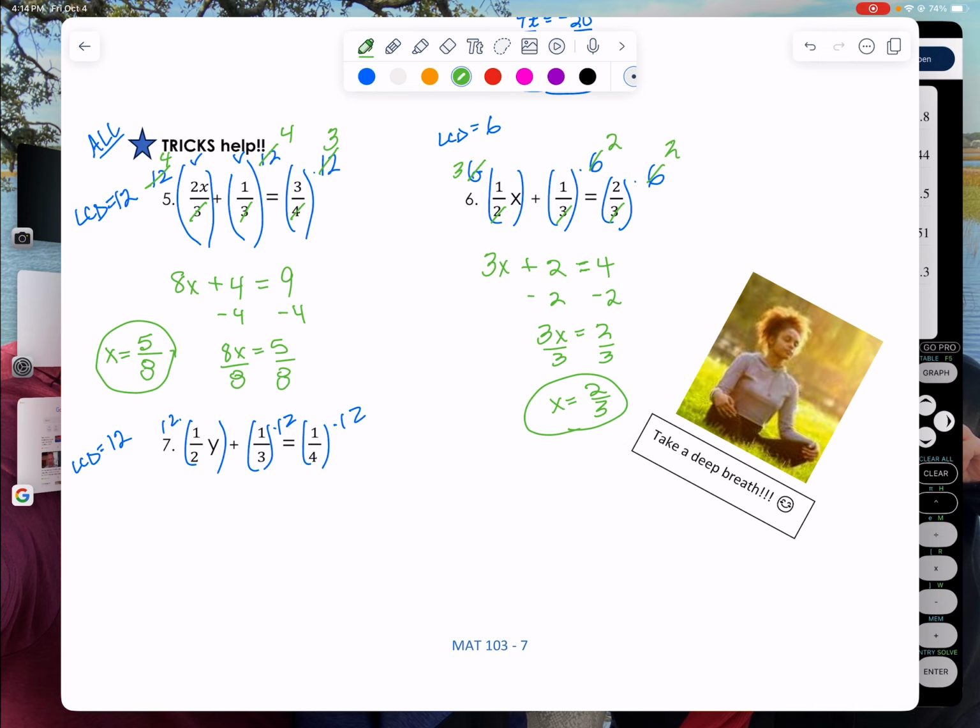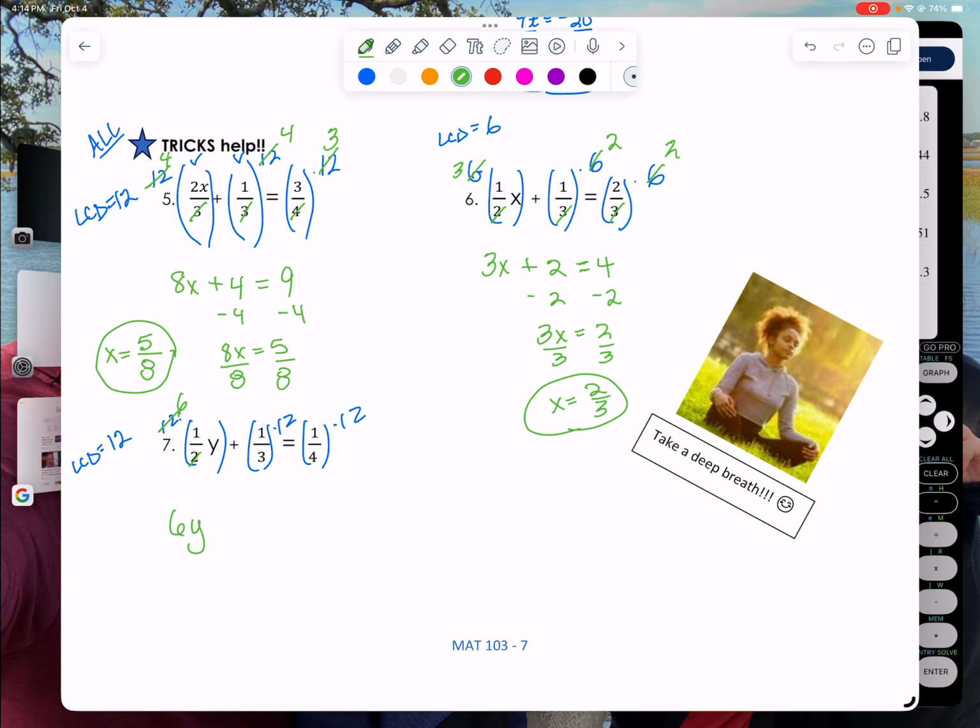So then I come back and I cancel. 12 divided by 1/2, 12 times 1/2 y. So 2 goes into 12 6 times. So I have 6 times 1, y. So that's just going to give me what? 6y.